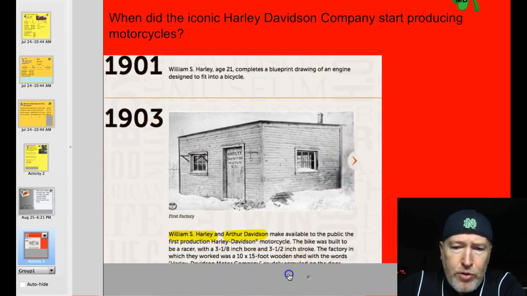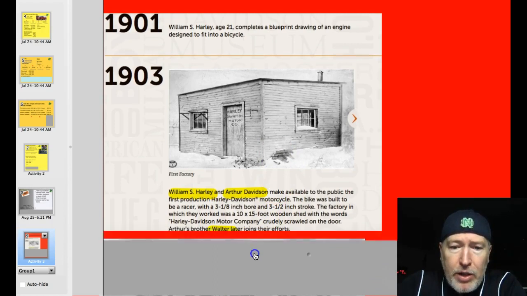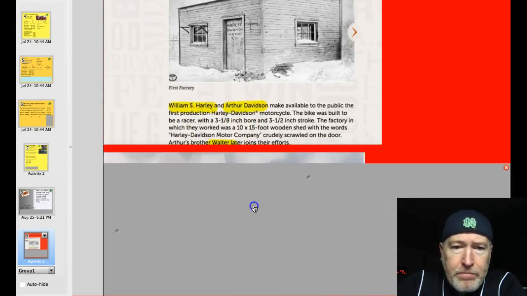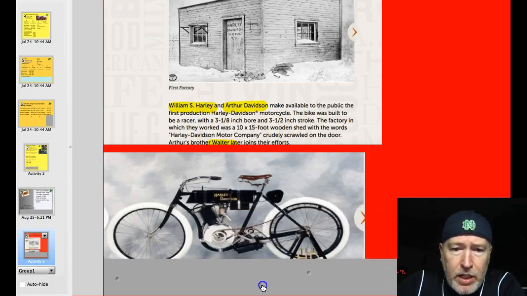William Harley and Arthur Davidson had this little shack, a 10 by 15 wooden shed. They started selling their bicycles with motors on them. Later, their brother Walter joins in. He's also a Harley. Sorry, he was a Davidson. Sorry, Walter Davidson. Here, take a look at it.